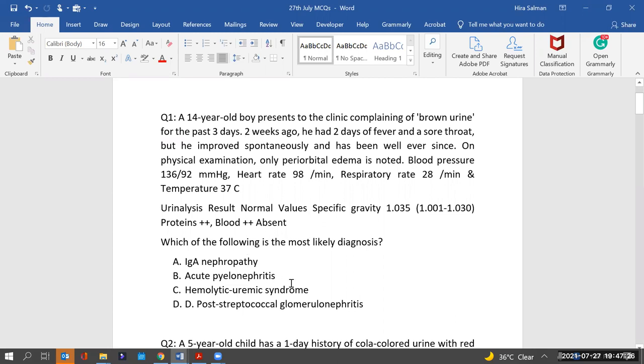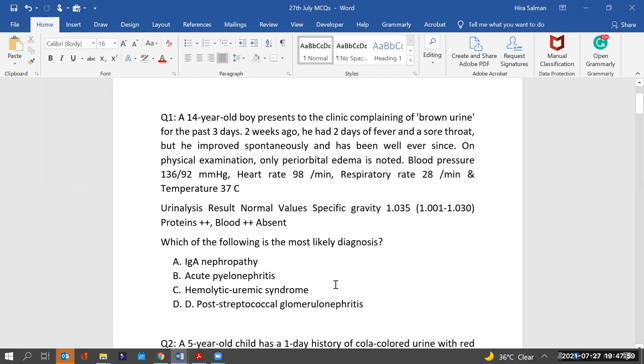Acute pyelonephritis is less likely in children; it most likely occurs in young adolescent females. So we will not go for pyelonephritis. Although in pyelonephritis, lower abdominal pain must be there. The presentation should start that way, and it has nothing to do with a prior infectious history and the change of color. And you will not appreciate too much protein cast and blood cast in patients with pyelonephritis. Then hemolytic uremic syndrome.